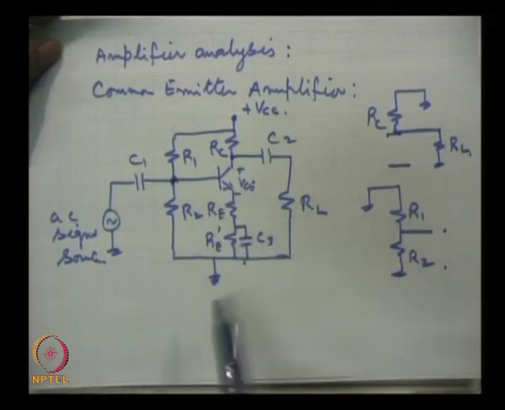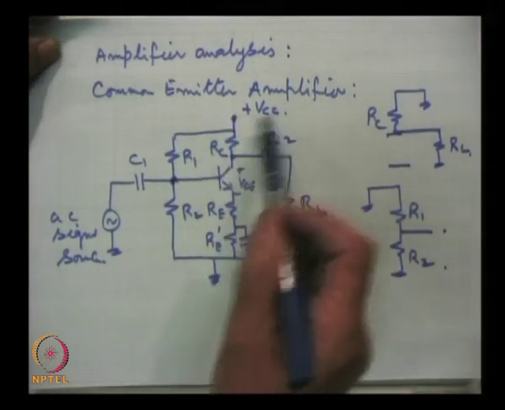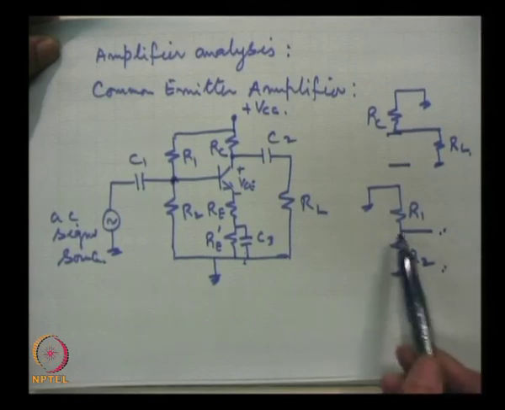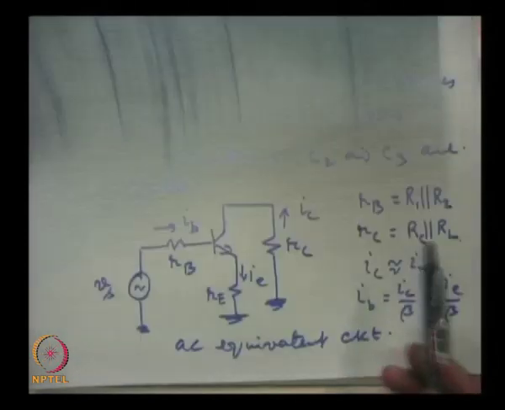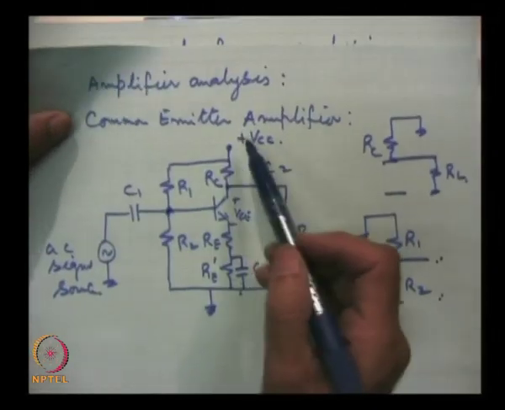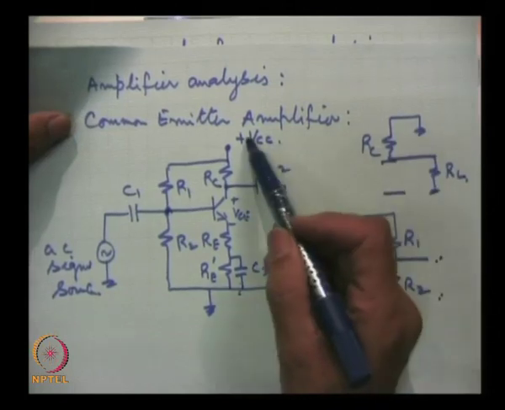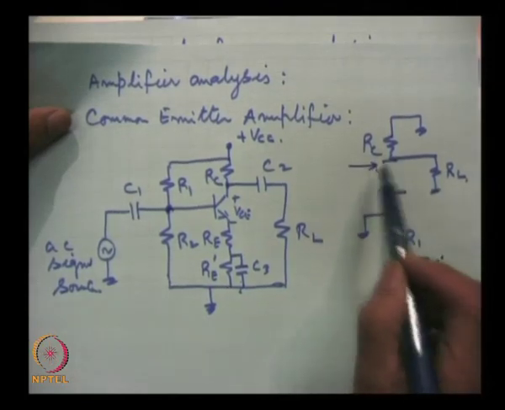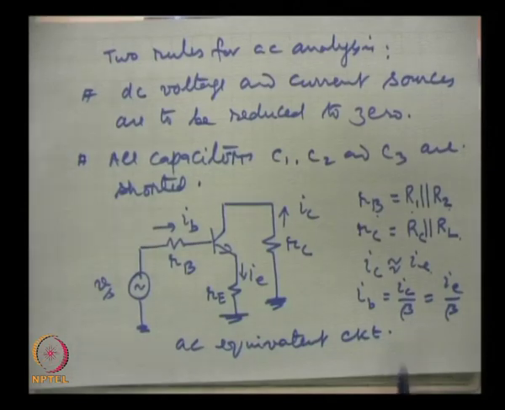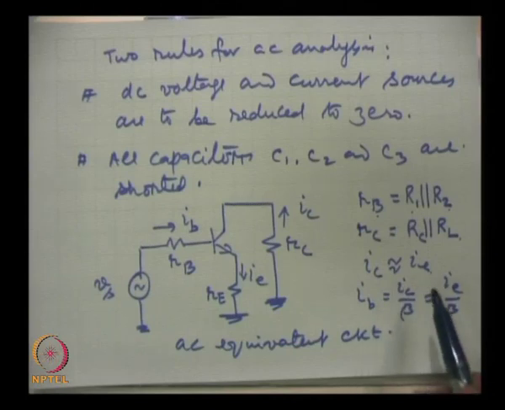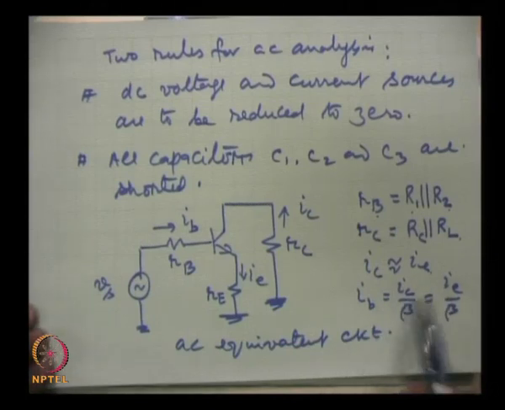When we do that, then as I have shown here, if we complete the circuit at the input, then between the base and ground the impedance is RB, which is the parallel combination of R1 and R2. Similarly, on the collector side, when the battery is grounded, then RC and RL, as seen by the collector, are in parallel, and hence RC is this, and this of course we have been often talking about, and IB as you know is IC by beta, which is the same as IE by beta.